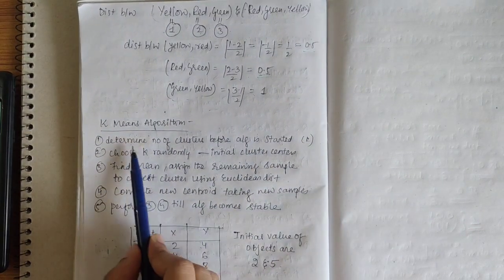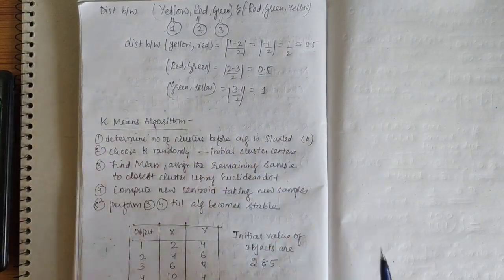So the k-means algorithm says to determine the number of clusters, k, before the algorithm is started.